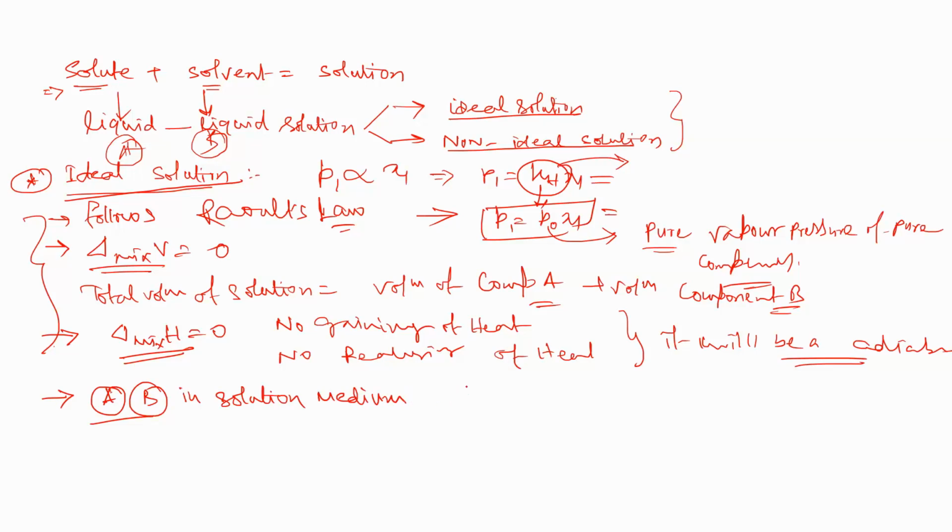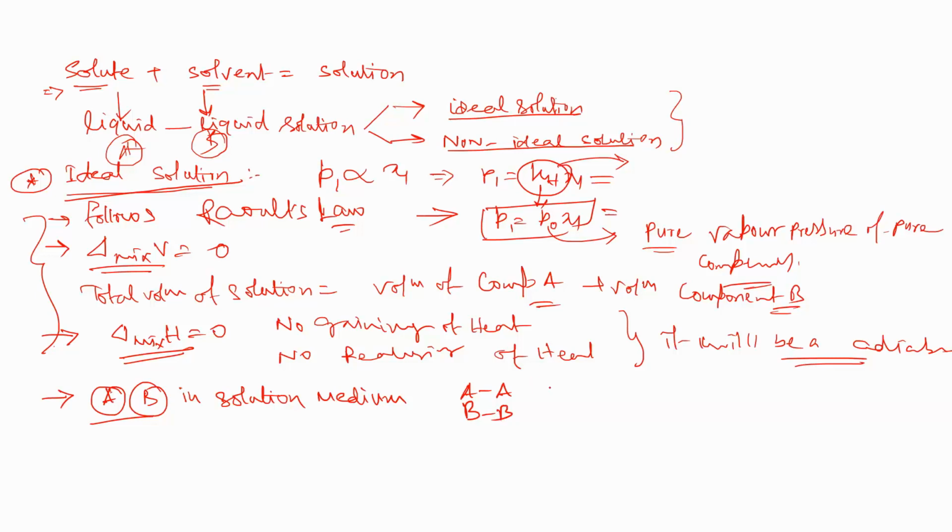there are three possibilities of intermolecular attraction. Suppose one attraction will be AA. AA means between the two solute particles there will be an intermolecular attractive force. Okay, we can say it is a force. There is also BB. BB means between two solvent molecules there will be an intermolecular attractive force.